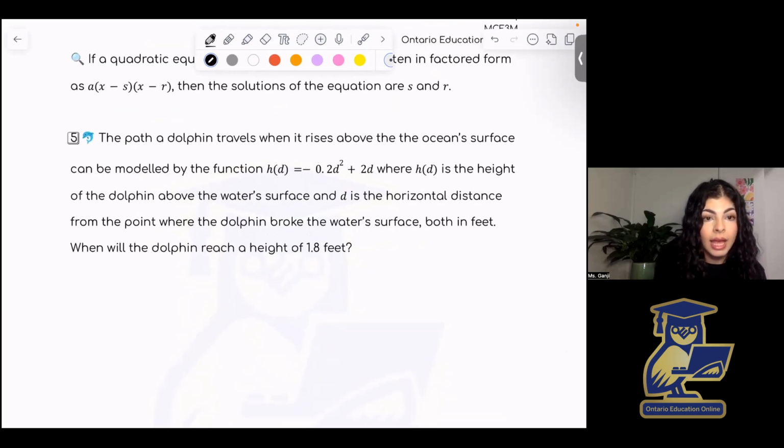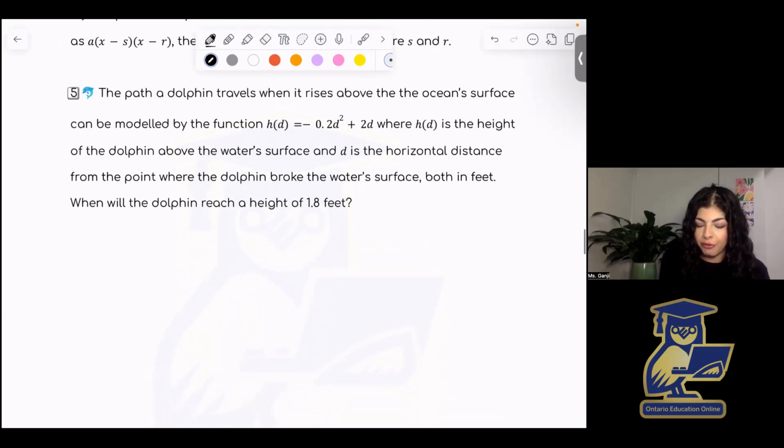And we're told that the path of a dolphin that is jumping out of the ocean is modeled by h of d is equal to negative 0.2 d squared plus 2d, where h of d is the height of the dolphin above the water surface, and d is the horizontal distance from the point where the dolphin breaks the water's surface. And both of these measurements are in feet.